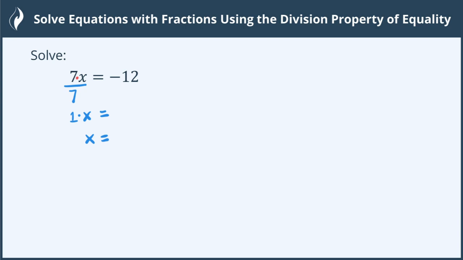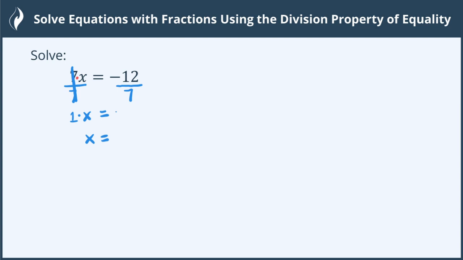One way to signify 7 divided by 7 is canceled is crossing them both out on the numerator and the denominator. Now I can't just get rid of the 7 on the left-hand side. I have to do the exact same thing on the right-hand side to keep it balanced. So I must divide the right-hand side by 7 as well.